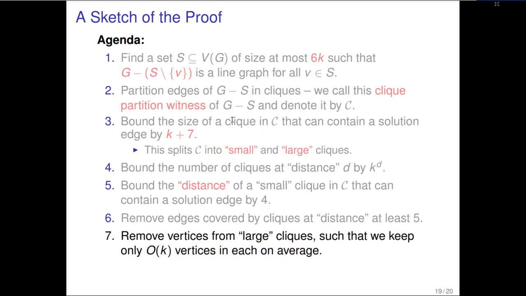And now all we need is to keep at most k plus 7 vertices in every large clique. And now if we have some vertex that is in two large cliques that are both larger than k plus 7, we can just remove it. And by greedily removing these, we will actually end up with at most k to the 5 vertices as well.